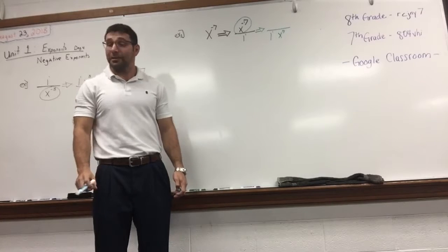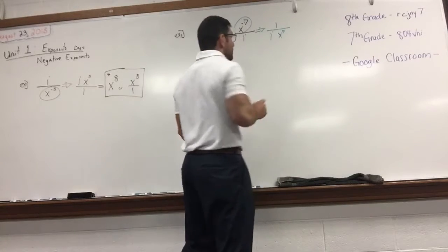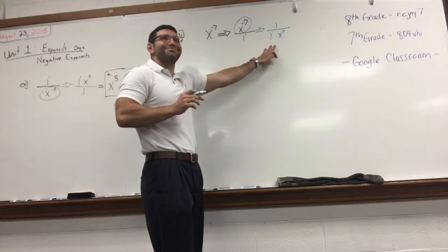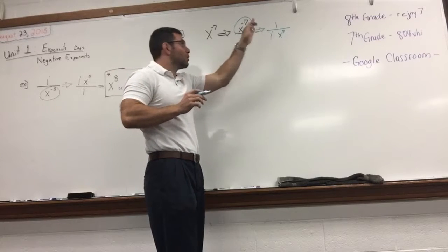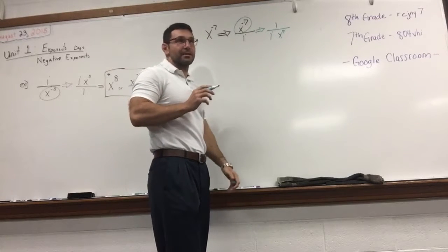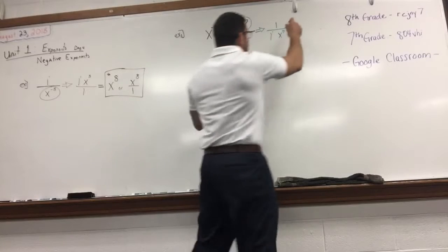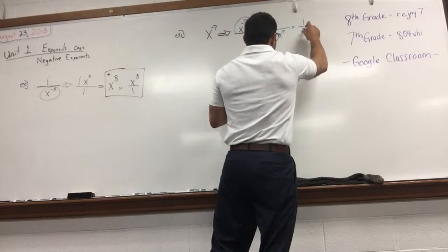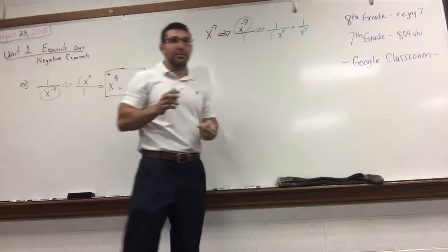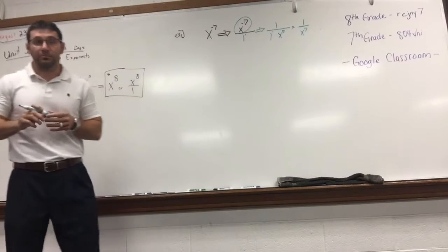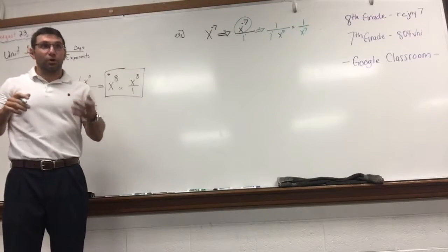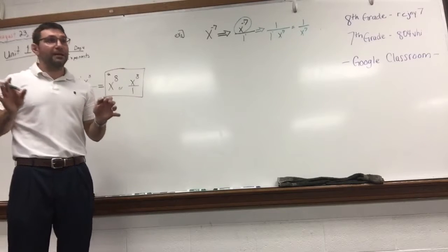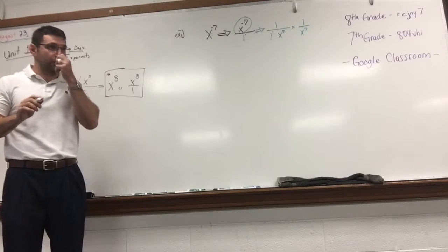A 1. Very good, sir. A 1. Can I leave it like this? Not quite. What is 1 times x to the 7th? X to the 7th. This becomes 1 over x to the 7th. Still with me? Okay? So far as we were walking around, most of you had that, or at least had an idea of what you were doing.